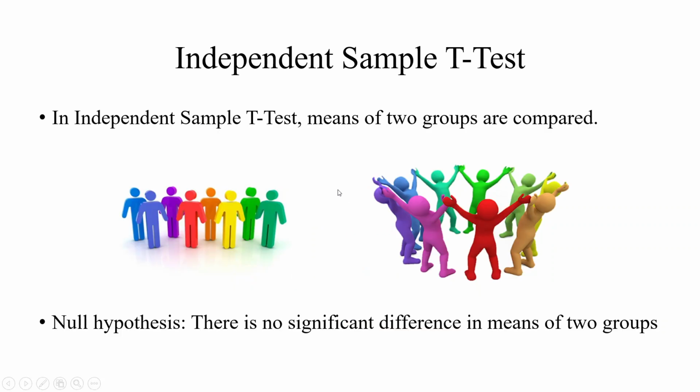Independent sample t-test. In an independent sample t-test, means of two groups are compared. The score of section A with section B, department A, department B, process A, process B. Null hypothesis: there is no significant difference in means of two groups.